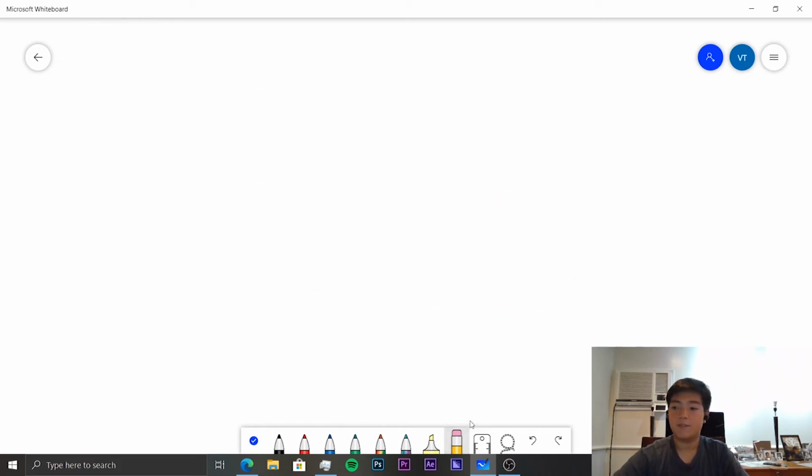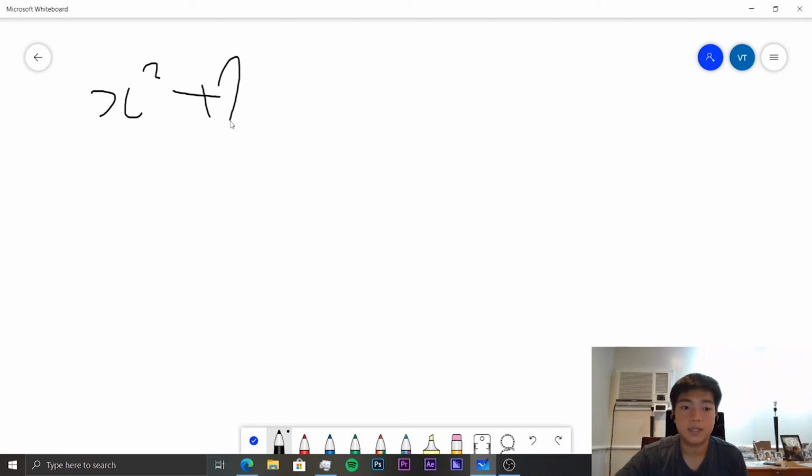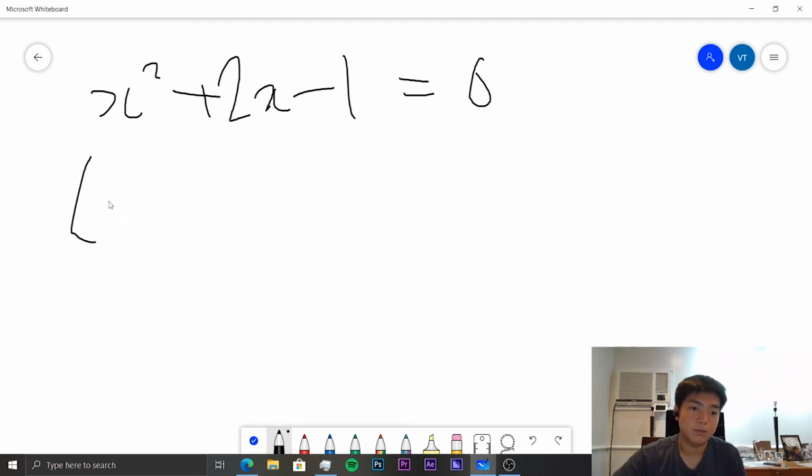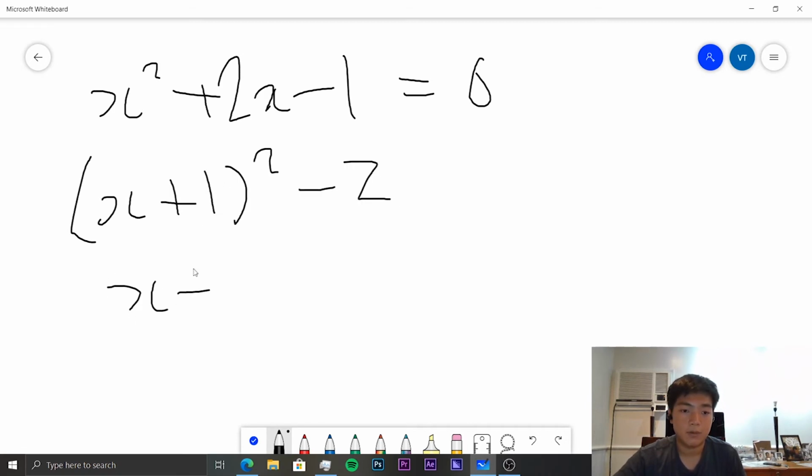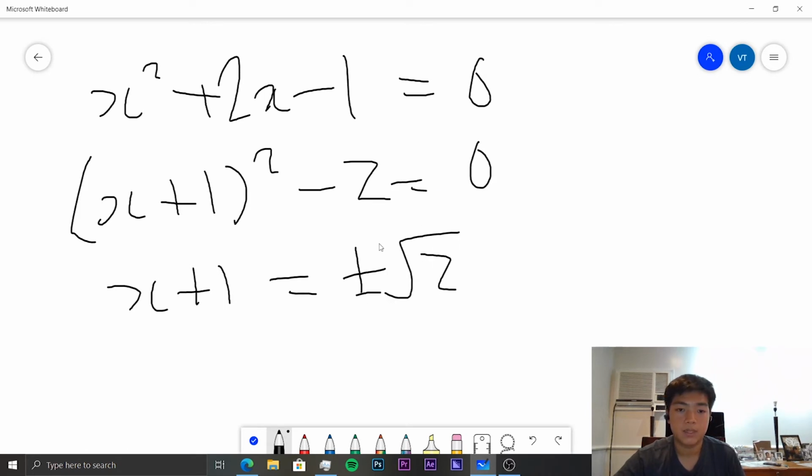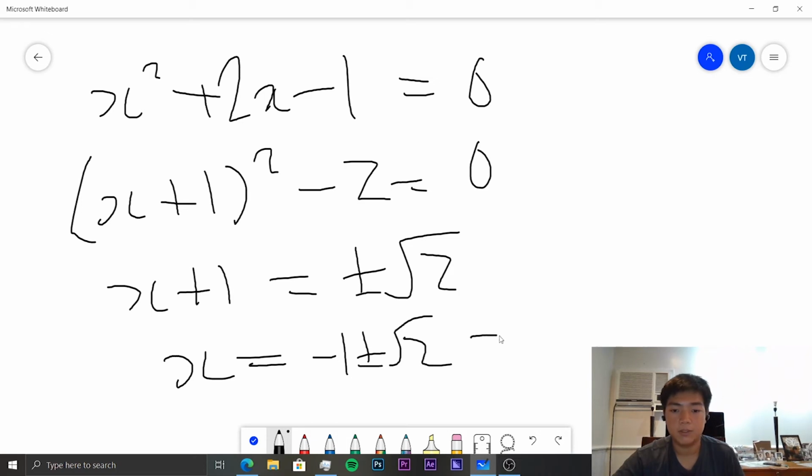And for the next few questions, we want to do it in exact form. So the first question, x squared plus 2x minus 1 is equal to 0. Well, let's complete the square. This would be x plus 1 squared minus 2. x plus 1 is equal to plus or minus the square root of 2. And so x is equal to negative 1 plus or minus the square root of 2.